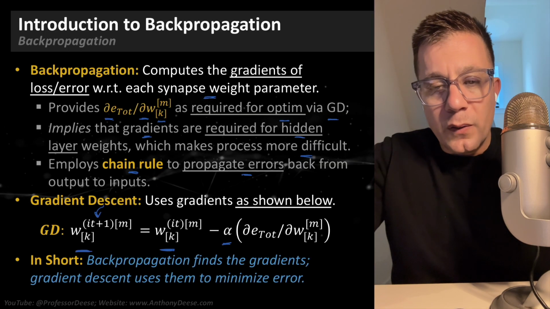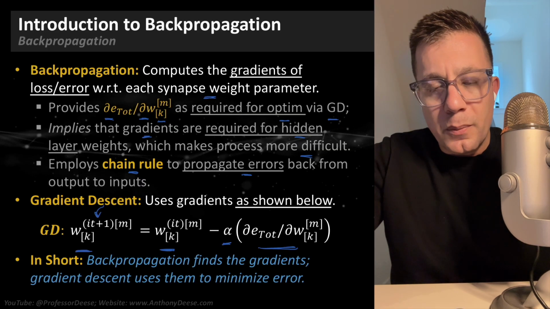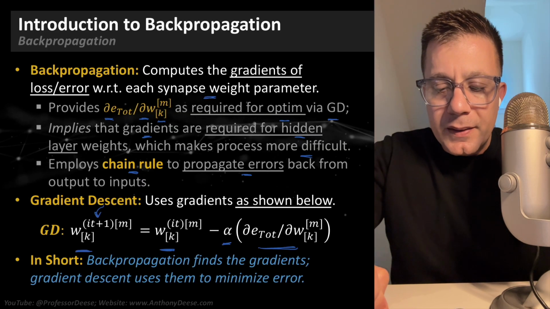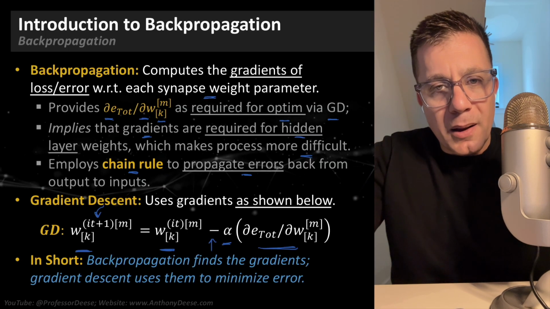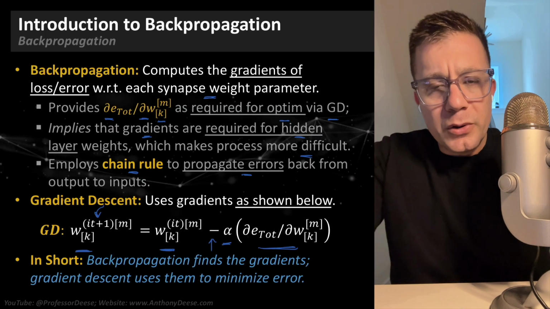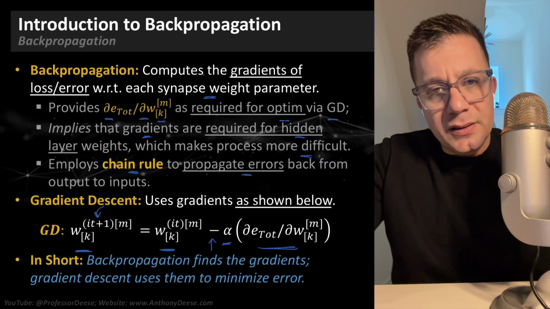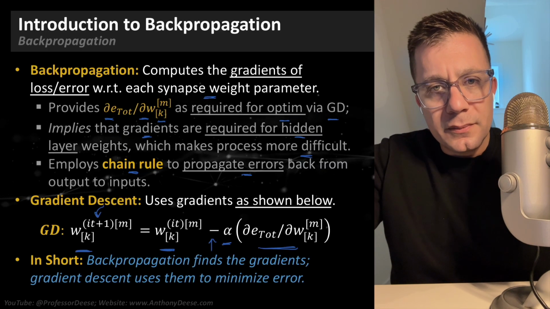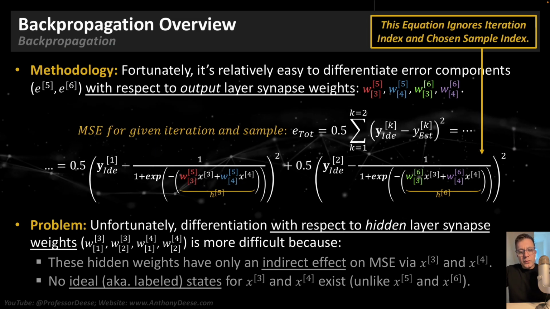a learning rate coefficient times the appropriate partial derivative or appropriate component of the gradient. This right here is a minus because we're assuming that the goal is minimization. This would be a plus for maximization. So in short, backpropagation finds the gradients, and gradient descent uses them to minimize error or loss. So let's begin to discuss the backpropagation process in greater detail.